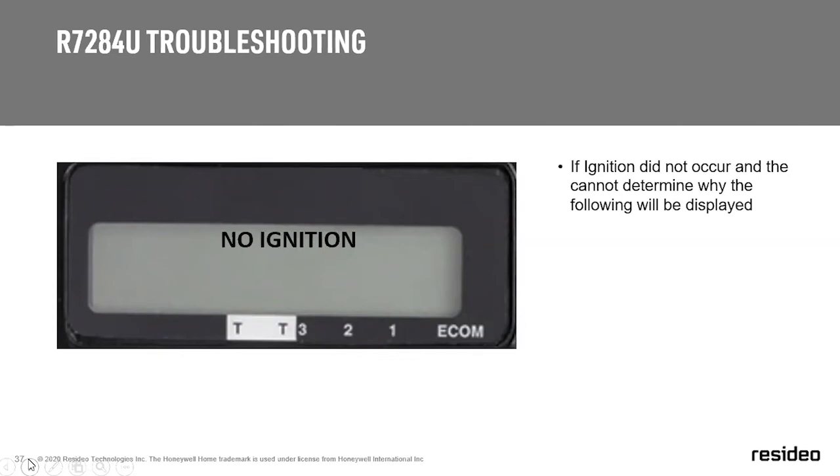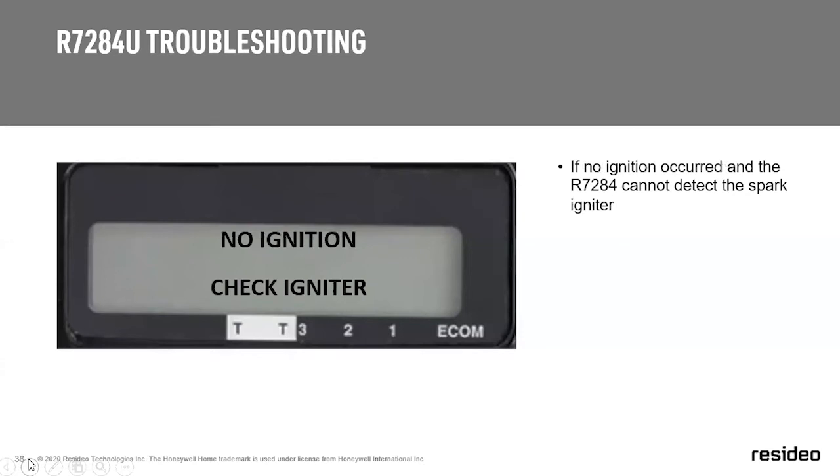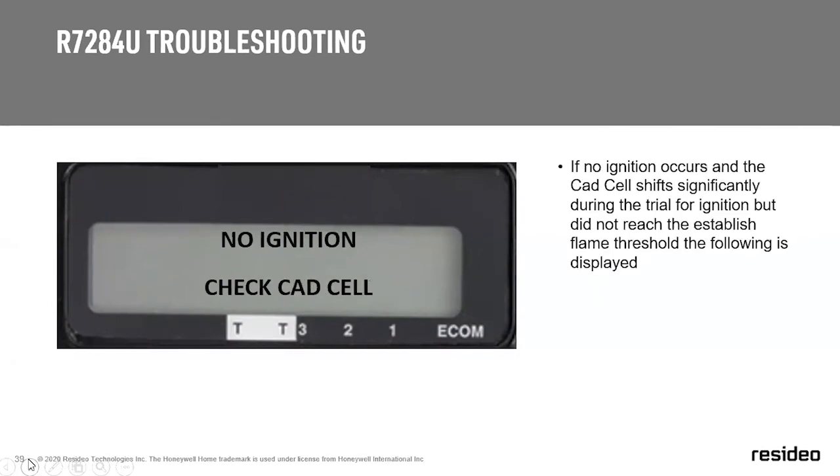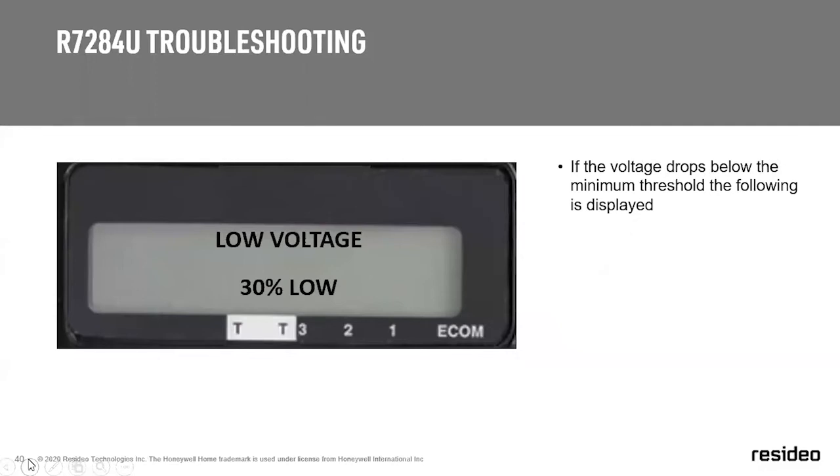The following will be displayed: no ignition. If no ignition occurred and the R7284 cannot detect the spark, it will say check igniter. If no ignition occurs and the CAD cell shifts significantly during the trial for ignition, but did not reach the established flame threshold, the following is displayed: check CAD cell.